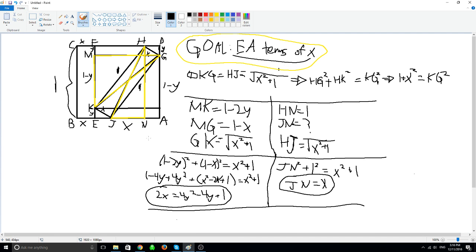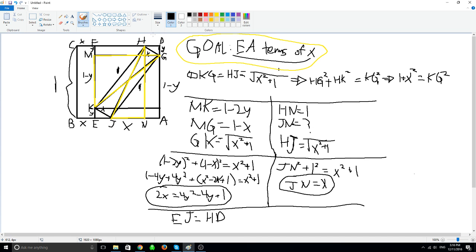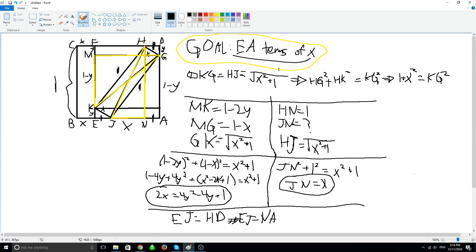So now what do we do next? So we know that EJ is equal to length HD. And why is that? Because before we proved that these two triangles are congruent, so these two lengths are congruent because the triangles are congruent. So because HD and EJ are congruent, we have EJ equal to NA at the bottom. So now we have this is congruent to EJ and HD.